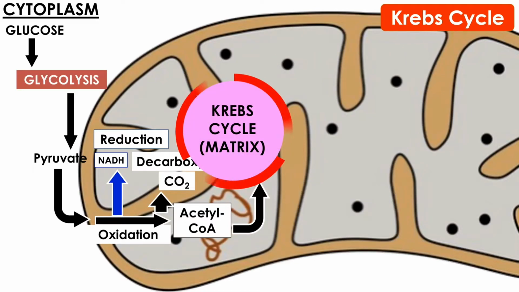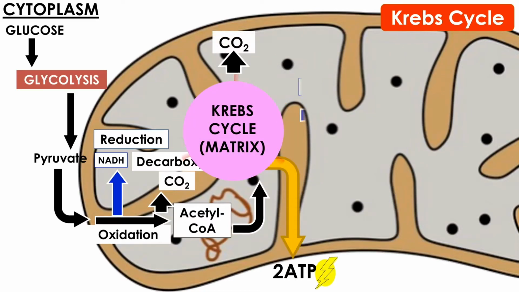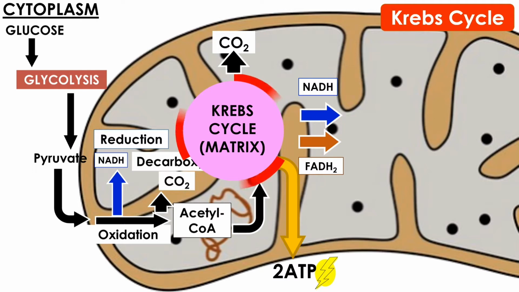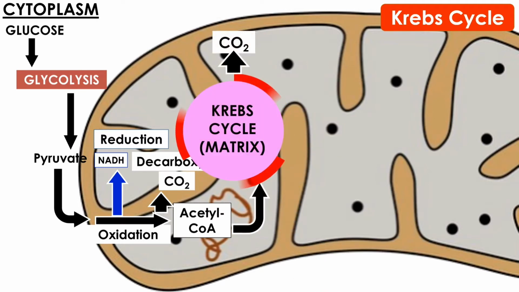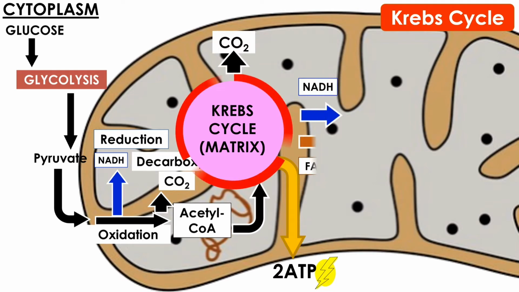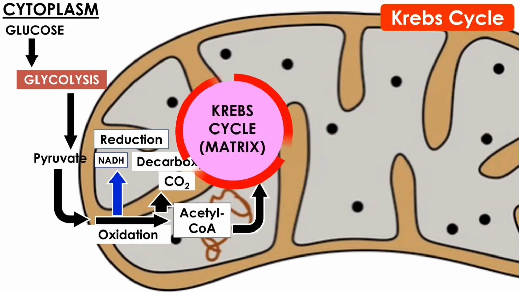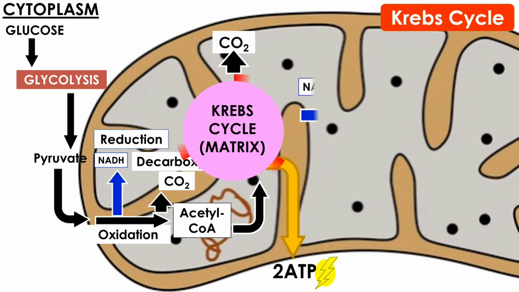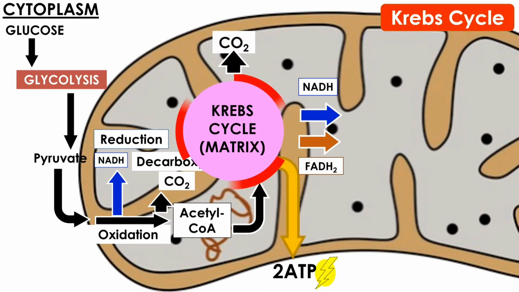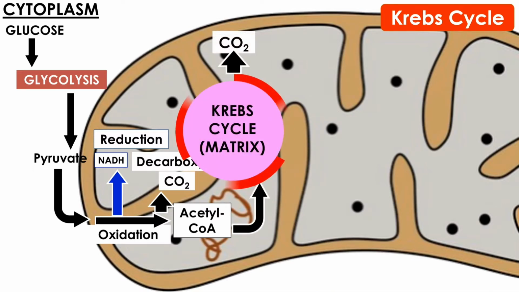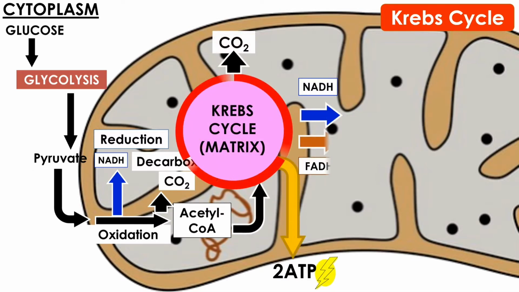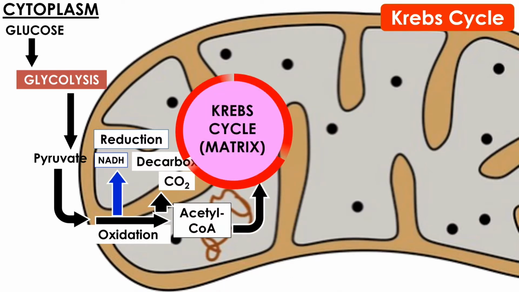During Krebs cycle, acetyl coenzyme A will undergo complete oxidation. Since there are two molecules of acetyl coenzyme A produced during link reaction for each glucose molecule, this means that oxidation of acetyl coenzyme A in Krebs cycle will occur twice, which will produce two molecules of ATP via substrate level phosphorylation, 6 molecules of NADH, and 2 molecules of FADH2.